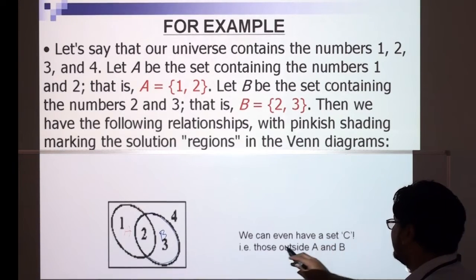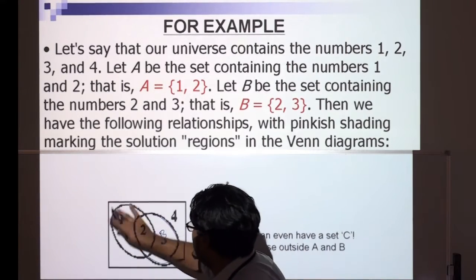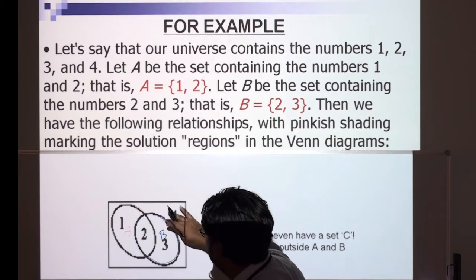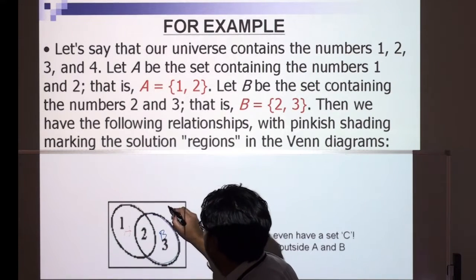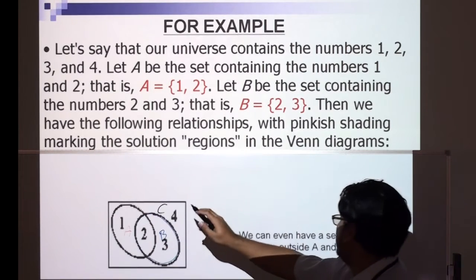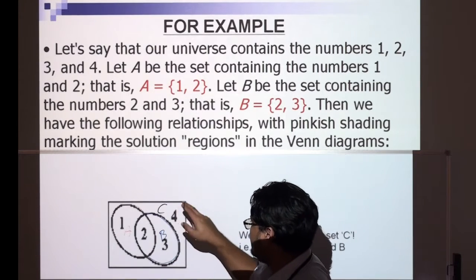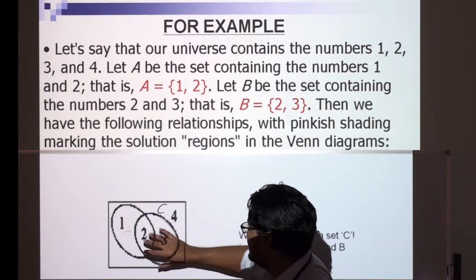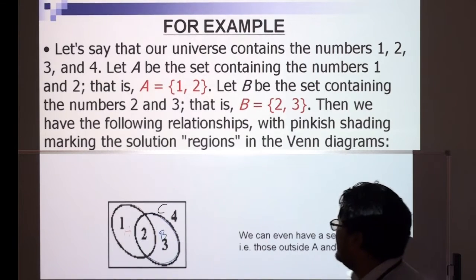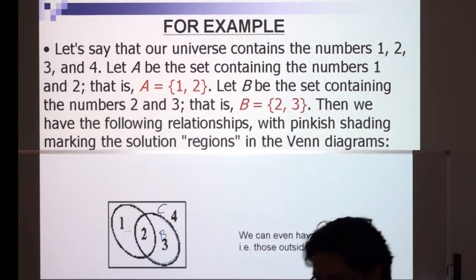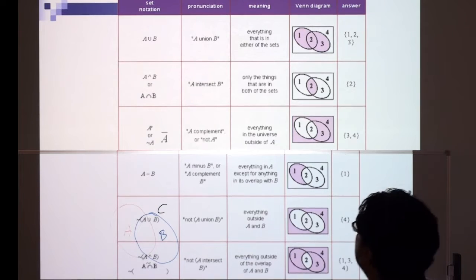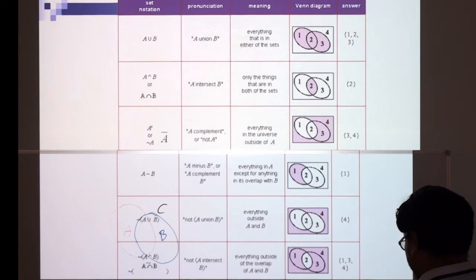We can even have a set C. So that can be A, that one. A has 1 and 2. The set B has 2 and 3. And we can even call this C. So C has 4 in it. And inside set C, we have A and B. They are inside C. Now let's have a look at the solution sets.